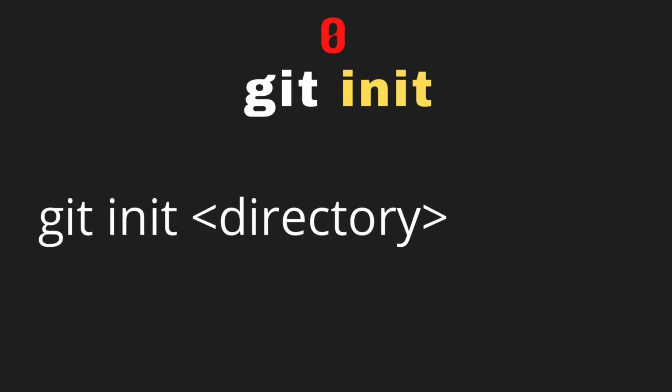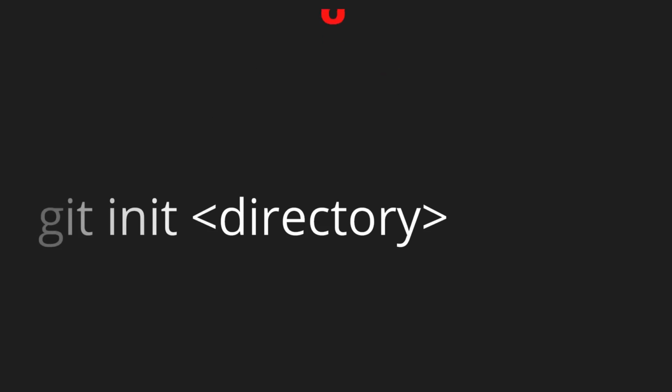Executing git init creates a .git subdirectory in the current working directory, which contains all of the necessary Git metadata for the new repository.